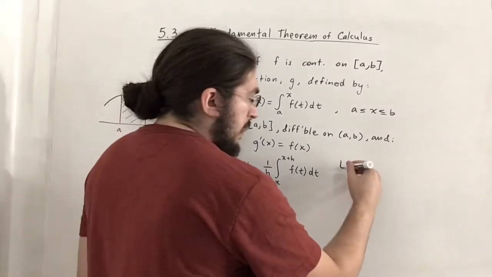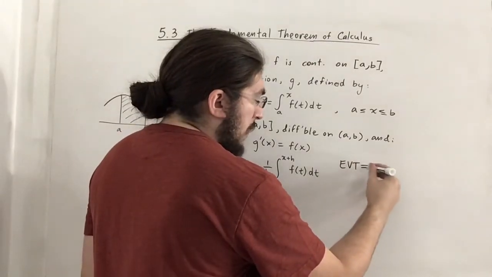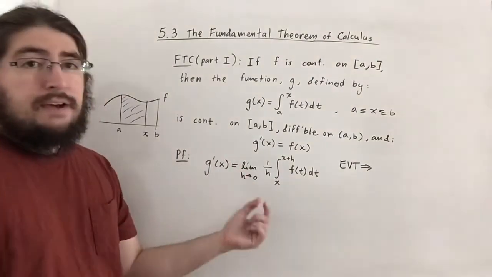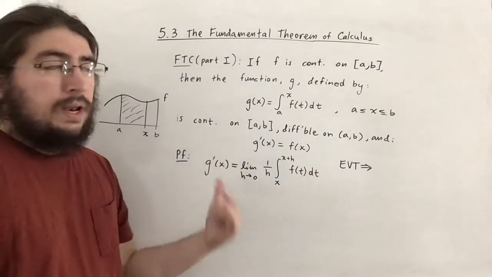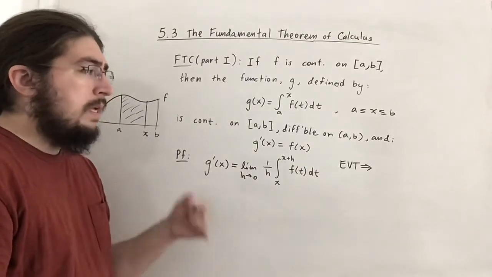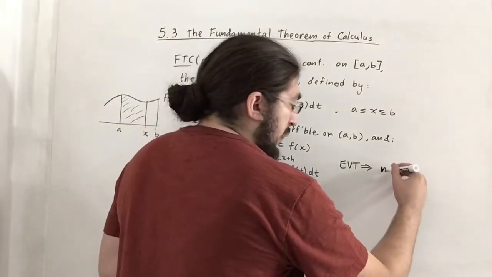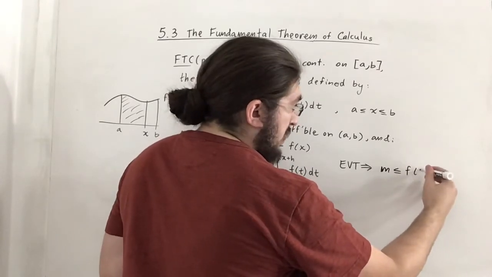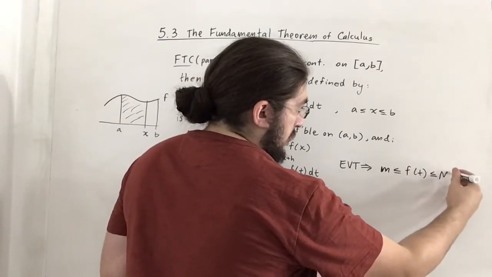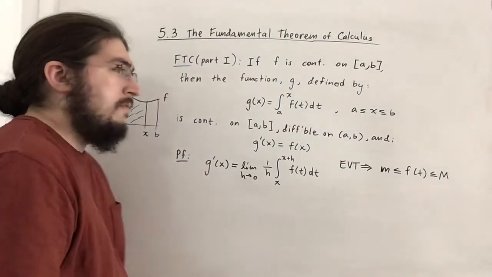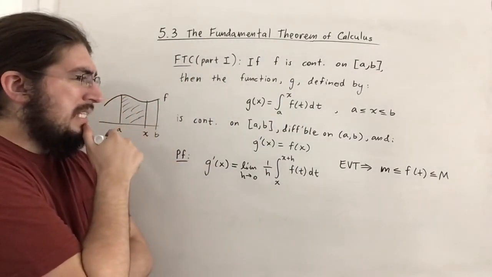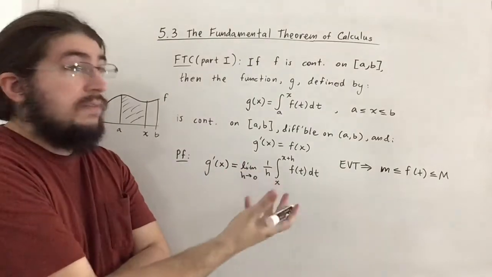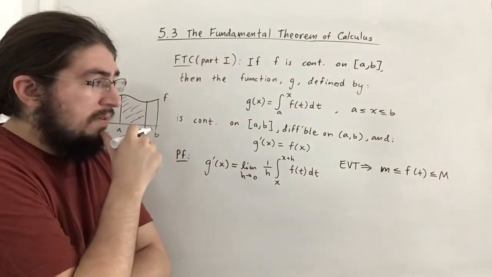Now the next part is a little strange, but it's not too bad. I'll write it over here. Basically, the extreme value theorem implies that on the closed interval from x to x plus h, f achieves a maximum, capital M, and a minimum, absolute minimum, lowercase m. So we can say that there exists m and capital M such that f of t is in between those. Furthermore, we can say that these are values on the function, so they're f of something.